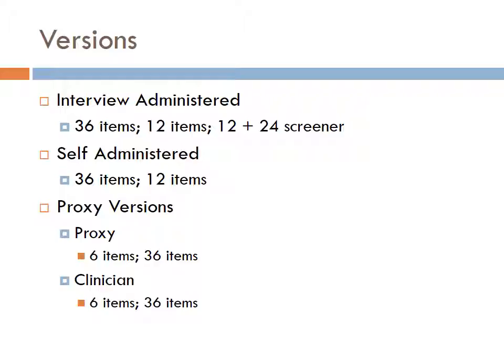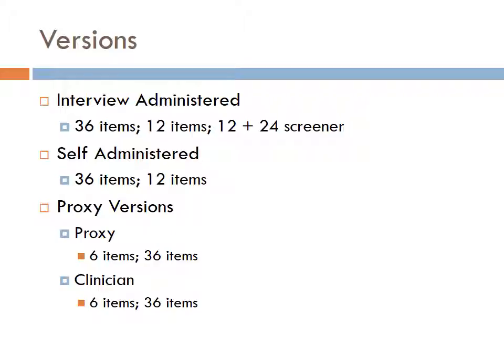Several versions of the HUDAS are available. These include interviewer-administered versions, self-report versions, and proxy versions, which allows someone other than the client to provide their evaluation of the client's functional abilities.